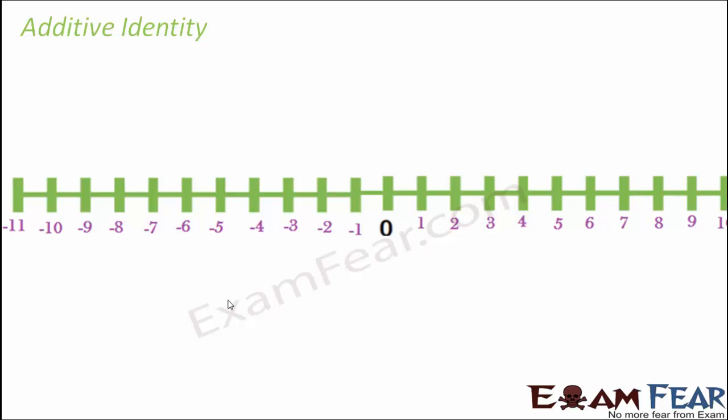Normally what happens whenever you add 2 to some integer 13, the integer changes its value to 15. When you add 5 to minus 1, the integer changes its value to plus 4. So whenever you add some number, the integer changes its value. But there is a number which when added to an integer will retain its identity. Do you know what is that number? Nothing but 0. So 0 is called the additive identity.